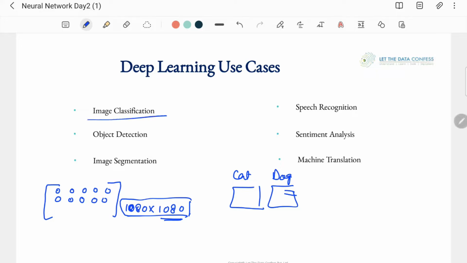So for image classification, if I have to identify any particular object in the image, or we have to do some image segmentation, where we pick out a particular segment or particular area in an image, that is called image segmentation. Then we also need pixel-wise segmentation, and for that we have to use deep learning.